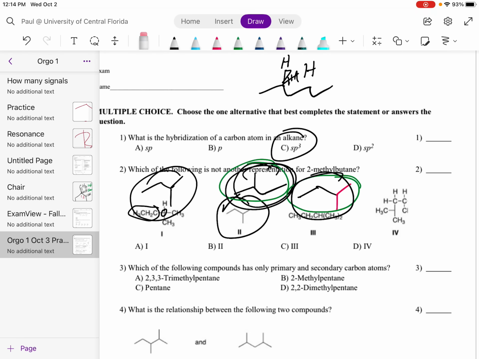And whatever this guy was at the very end is the incorrect one. It's not 2-methylbutane. What structure is it? I don't know, because the image is completely cut off. But that's how you would approach that problem.